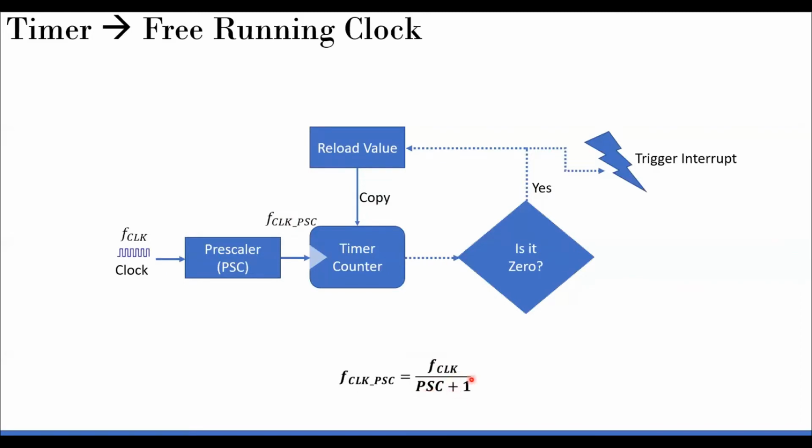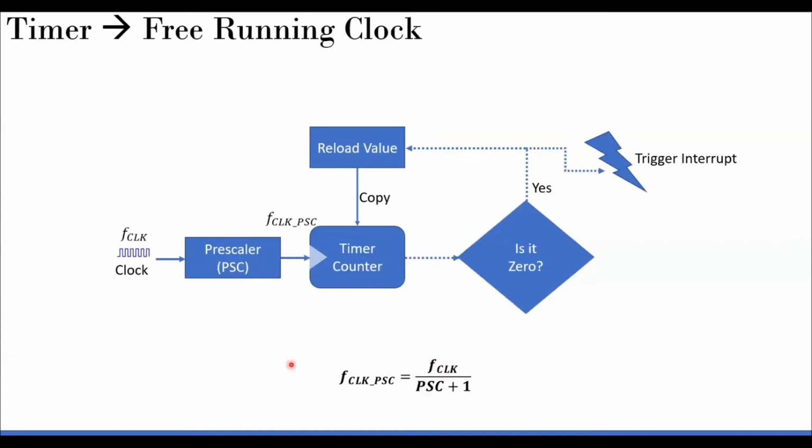And we have added a 1 here. The reason for it is, if the 1 is not there and you put a 0 value here, this will go for a stack overflow, right? So that's not possible. So 0, you put it here. 0 plus 1 is 1. So F clock by 1 is F clock. So that means your frequency is not scaled. That's what you want by putting 0.